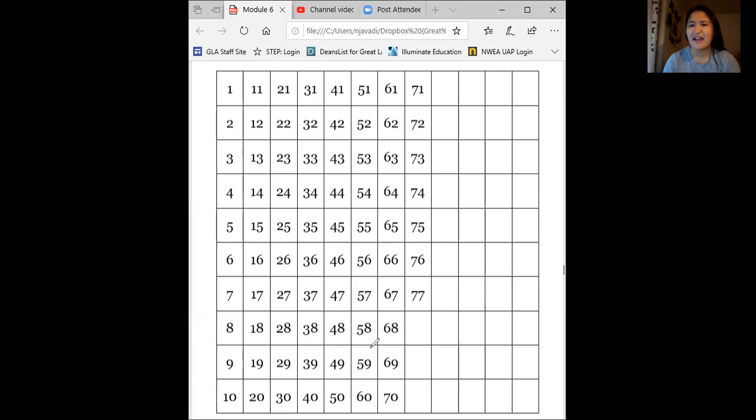Can you help me write all the numbers until we fill out this chart? Give me a thumbs up if you can do it. Yes, you can. You got it. All right, let's start from up here. We're going to start counting together. 71, 72, 73, 74, 75, 76, 77. What comes after 77? Shout it out. Good. 78.